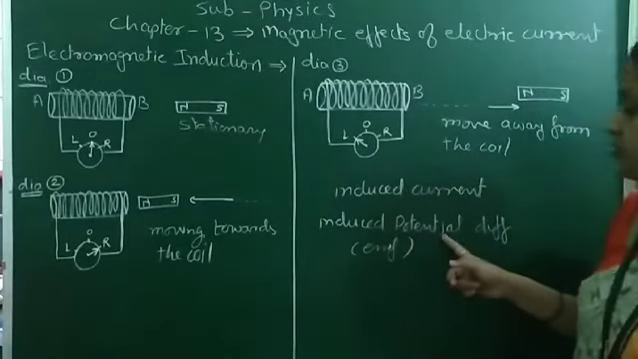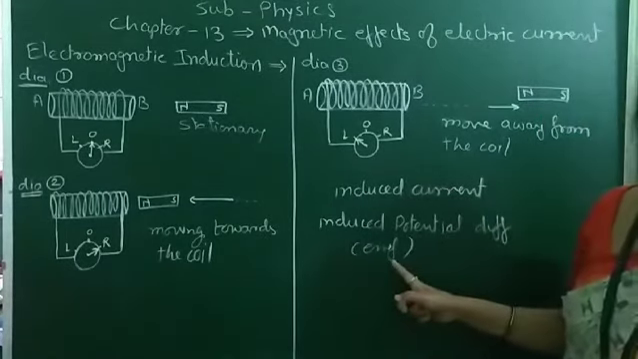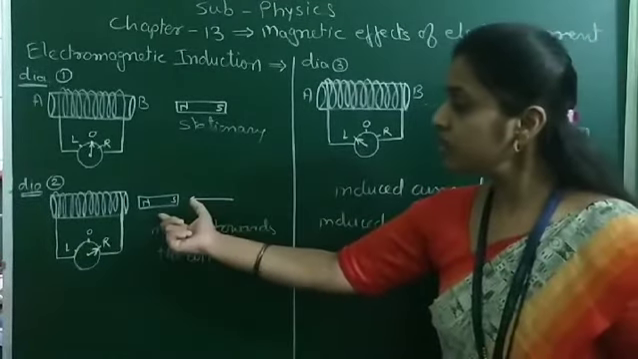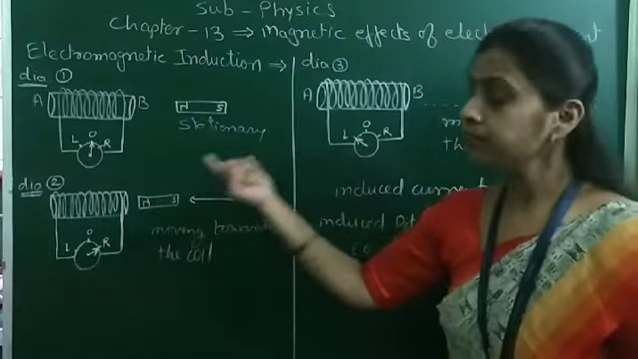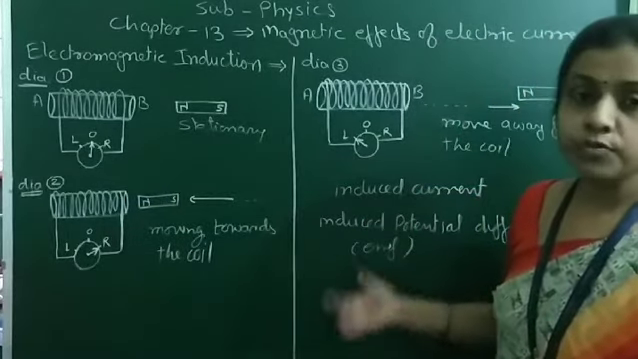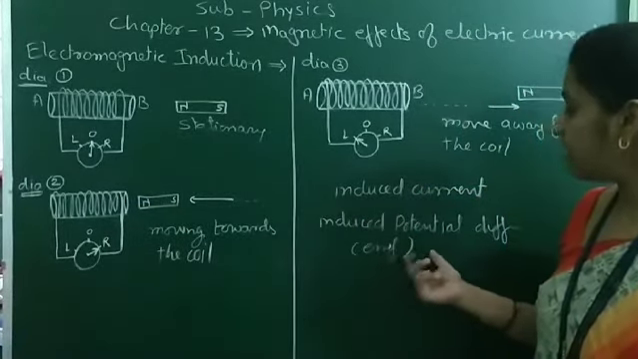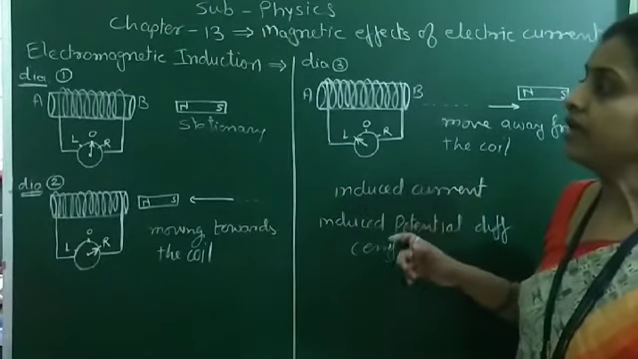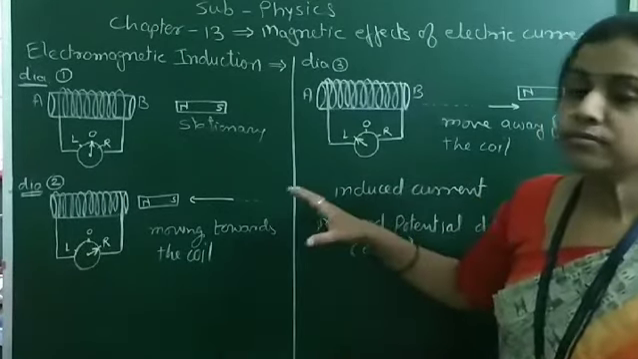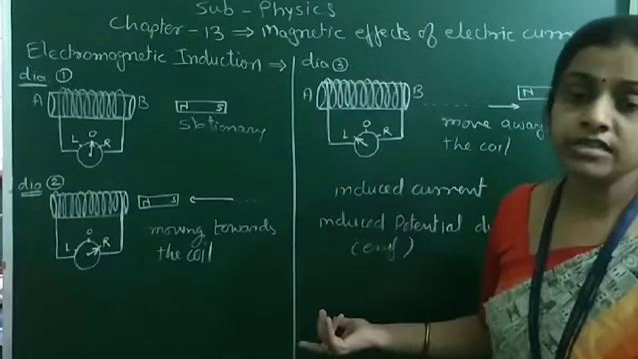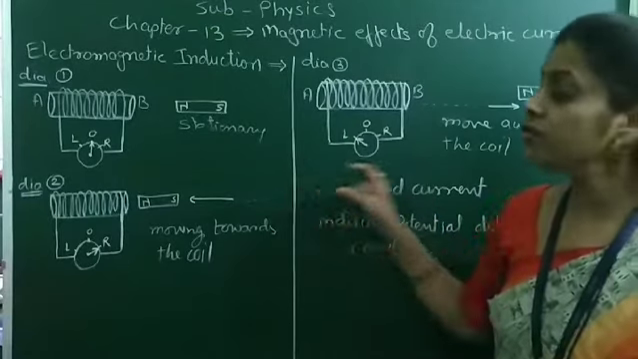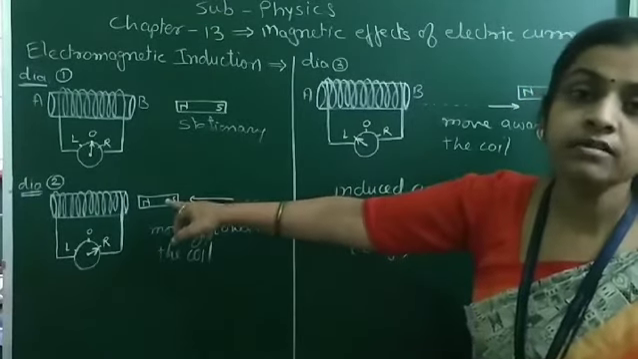So induced potential difference is also called EMF. Whenever there is a relative motion between the bar magnet and the coil, then and only then is current produced, and that current is called induced current. From this activity, Faraday proved that a magnet can produce electricity. But how can the magnet produce electricity? Whenever there is a relative motion between the bar magnet and the coil.